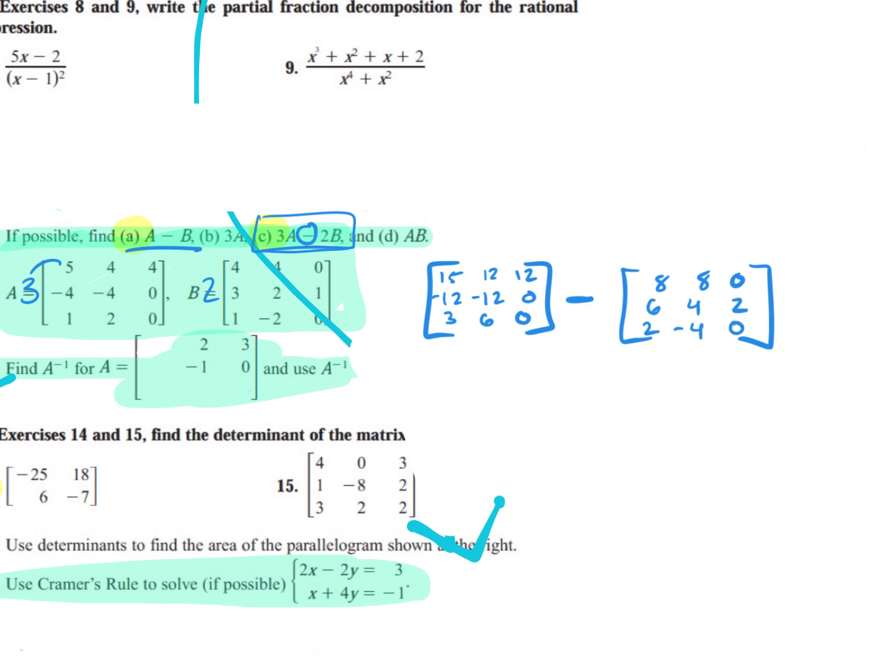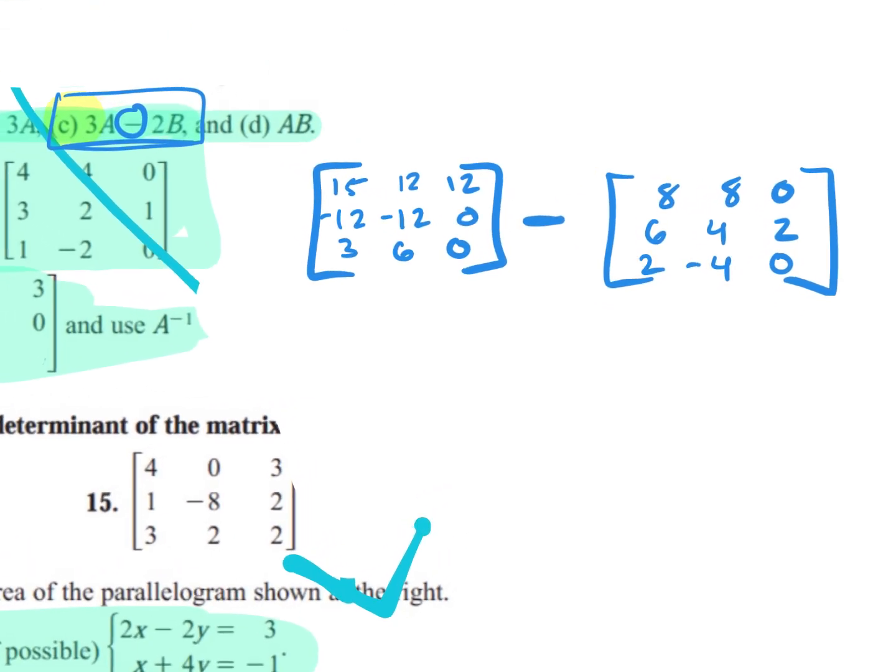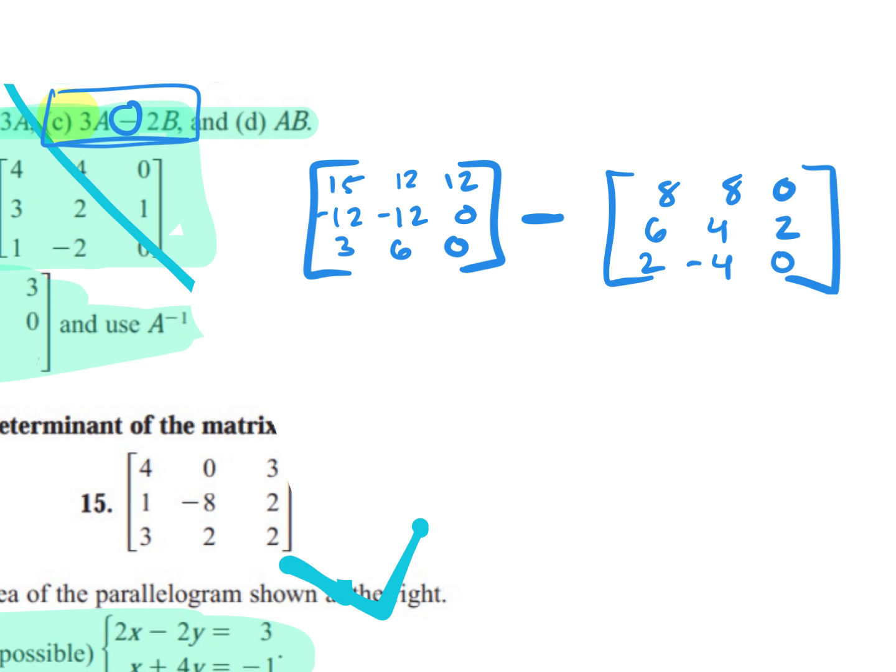Then we subtract them. So it says 3A minus 2B. After I distribute my scalars, I'm going to subtract. So 15 minus 8 would be 7. 12 minus 8 is 4. And 12 minus 0 is 12. -12 minus 6 would be -18. -12 minus 4 is -16. 0 minus 2 would be -2.